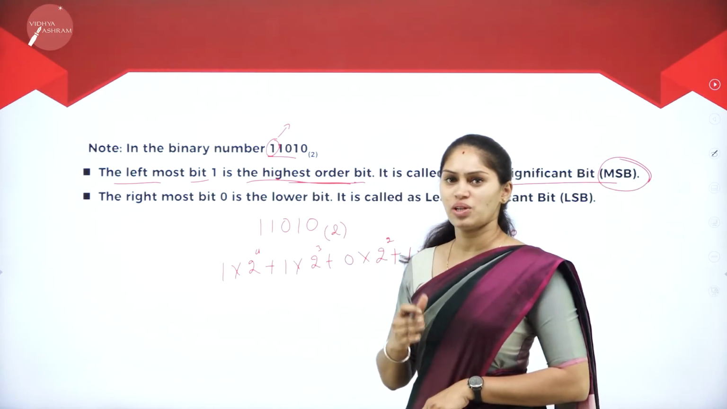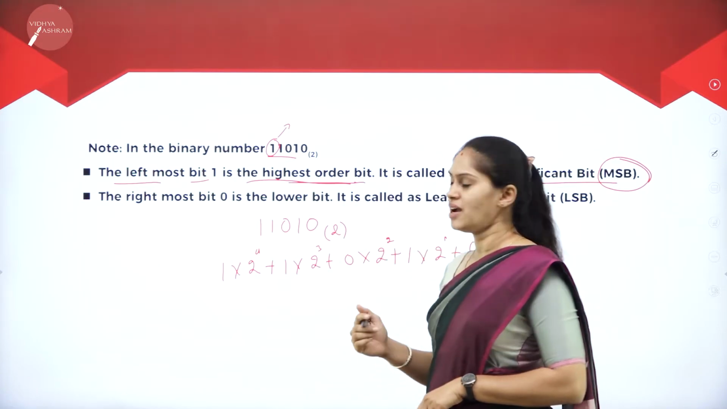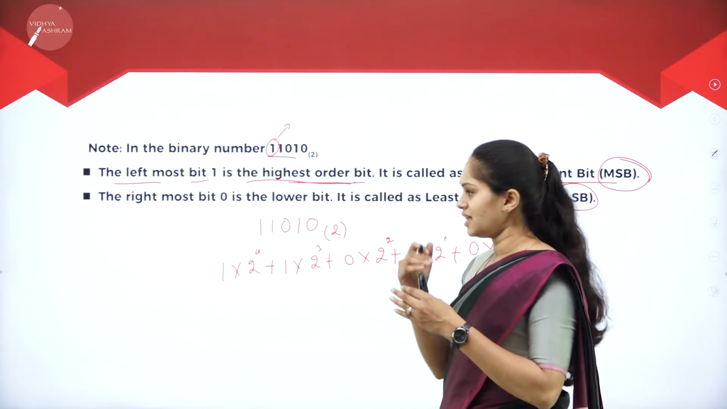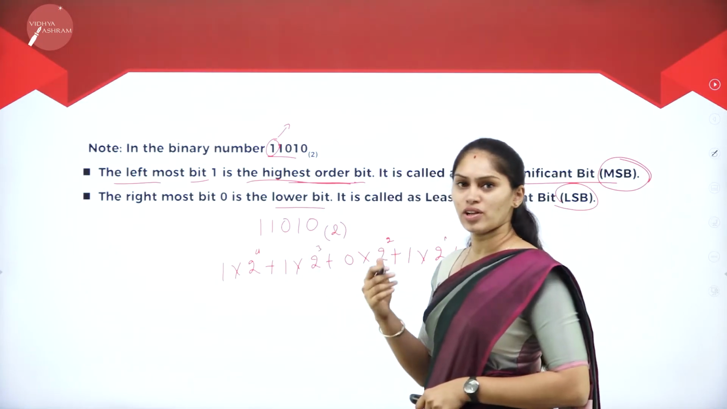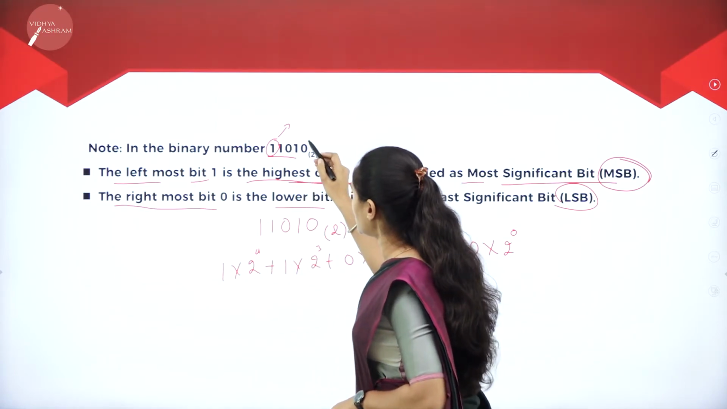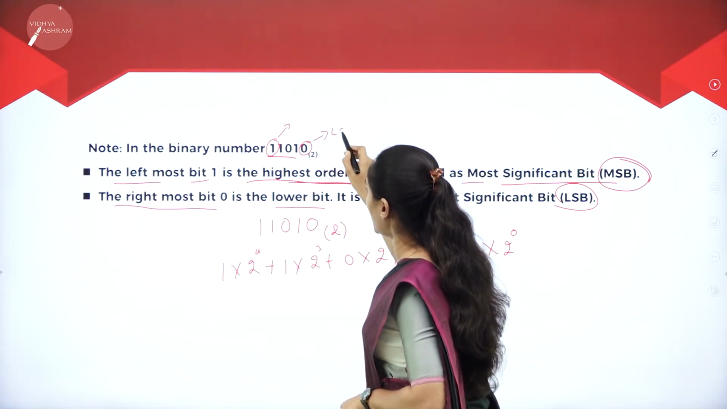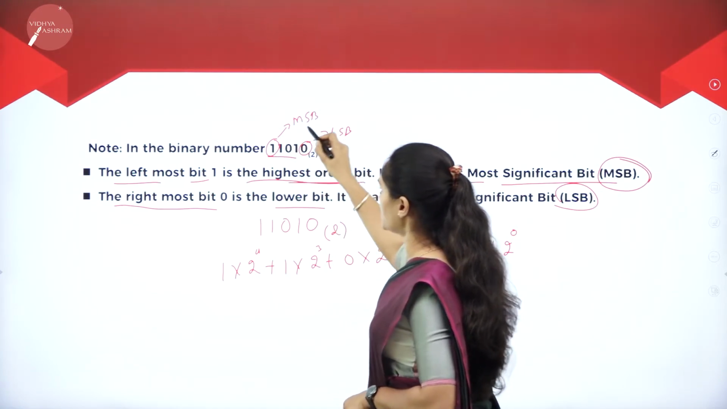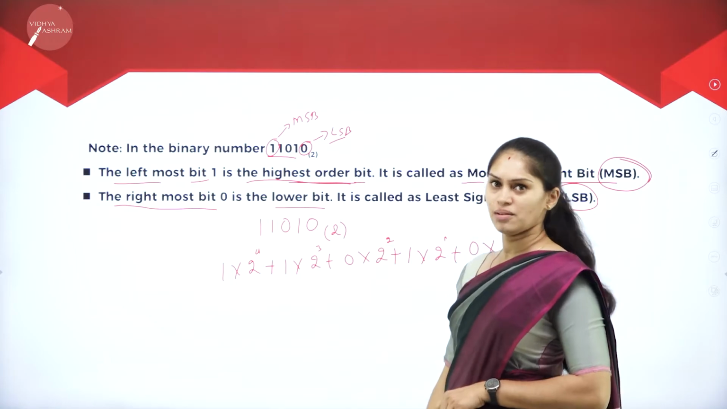A very, very important question for the abbreviations: MSB and LSB. The LSB is the least significant bit, which is the lowest order bit. So the rightmost bit, that is this one, will be called the LSB, and the leftmost bit will be called the MSB, most significant bit and least significant bit.